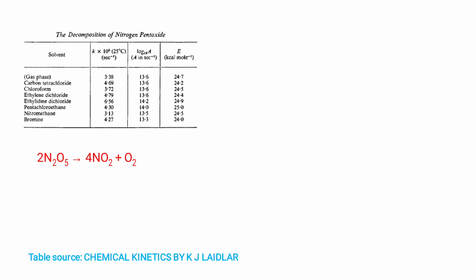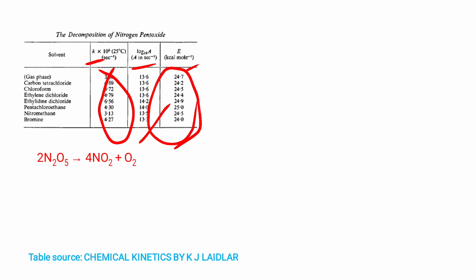Here we can see three parameters given: k, A and E. k is the rate constant, A is the frequency factor, and E is the activation energy. The reaction occurs in the gas phase, right? First of all, we can see that the values of k are almost the same, and the same is true for A, which is on a log scale, and for E.